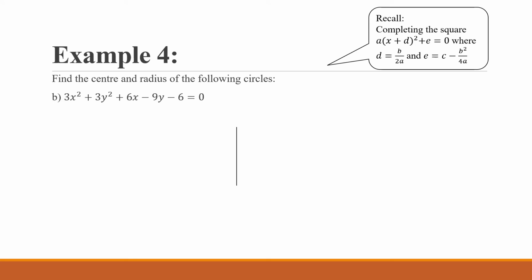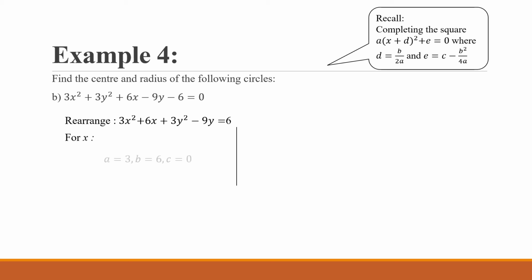Example 4b. The equation is 3x² + 3y² + 6x - 9y - 6 = 0. Again, we need to use completing the square because it is in general form. Collecting all the x and y terms on the left and the constant on the right. And then we do completing the square for x.